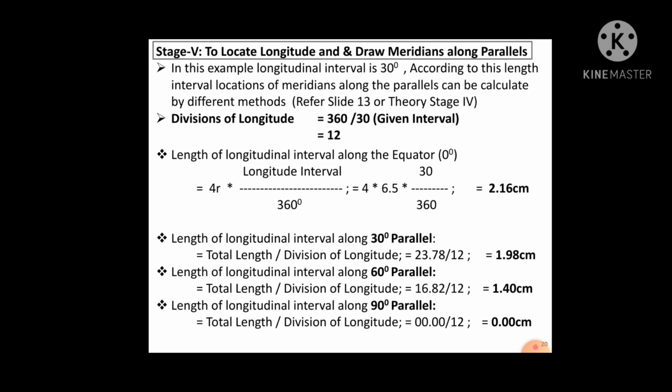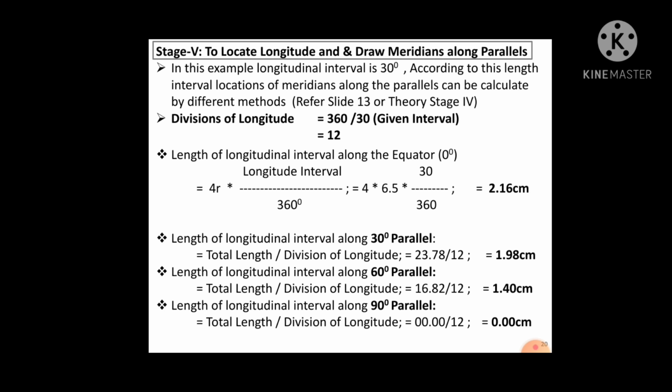In the same way, you have to find out the distance interval along the parallels to place the longitude on the 30 degree parallel, 60 degree parallel and 90 degree parallel. On the 90 degree parallel, as it is a dot, there would not be any kind of interval, so that is 0. After that you will get 23.78 is the total length of the 30 degree parallel. If you divide by the 12, you will get the answer 1.90 centimeter.